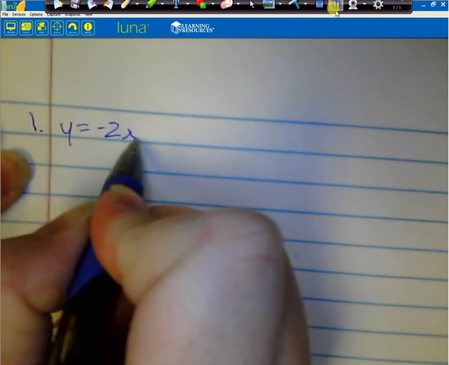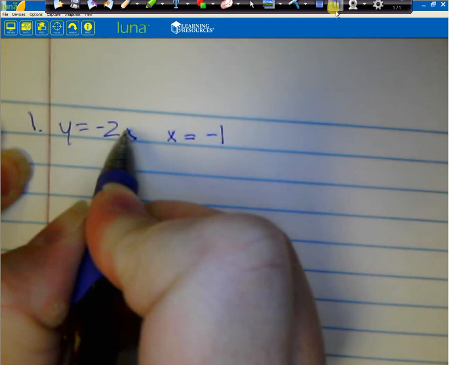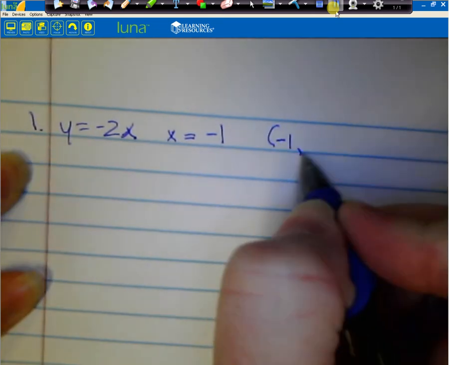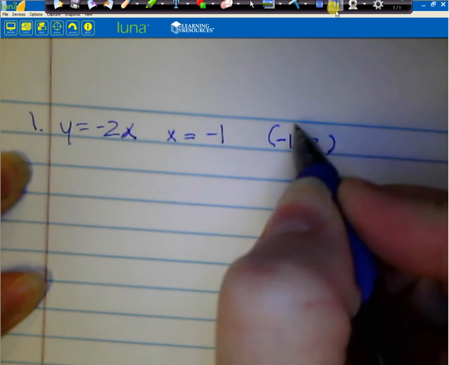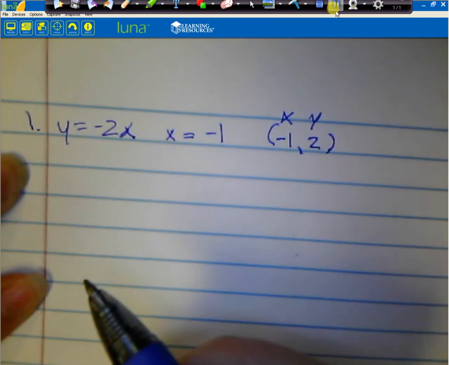Alright, so over here on my paper, I'm going to go ahead and rewrite the problem. Number 1 is y equals negative 2x and x equals negative 1. And now I have to check my answer. My ordered pair was negative 1, 2. So I should be able to plug in negative 1 for x and 2 for y, and every statement here should be true.